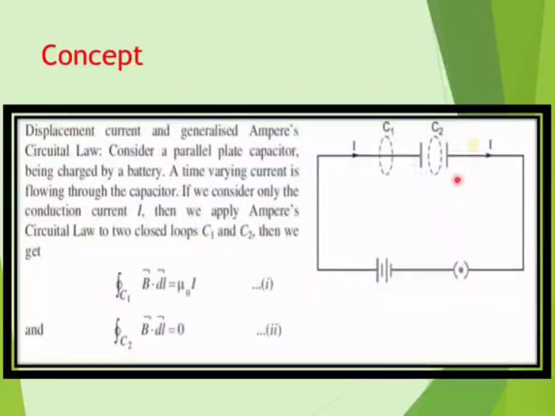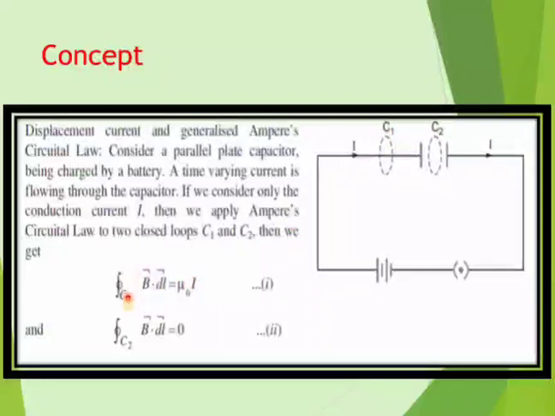Here we consider a capacitor which is connected to a power source along with a series switch. The current flows. We consider two loops C1 and C2. These are closed loops, and they are very close to each other. One loop is on the left side of the first plate of the capacitor, and the second loop is in between the plates of the capacitor. Here the current is passing in the wire and the loop is enclosing it, so we can apply Ampere circuital law for this loop C1.